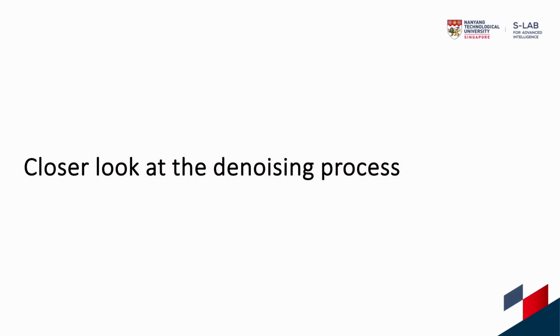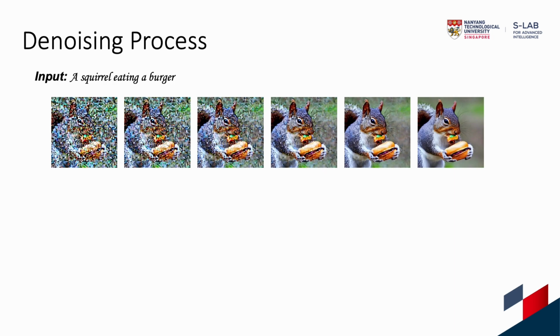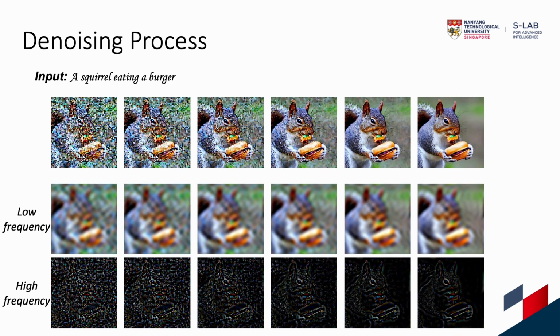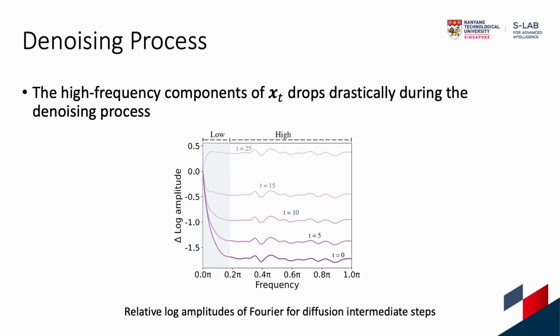First, we delve into the denoising process of the diffusion U-Net. We conduct an investigation within the Fourier domain to examine the generation process of diffusion models. We can see that the gradual modulation of low-frequency components shows a slow rate of change, while the high-frequency components show more obvious changes throughout the entire denoising process. We further visualize the relative log amplitudes of Fourier for the denoising process.